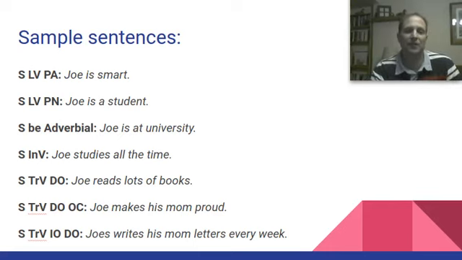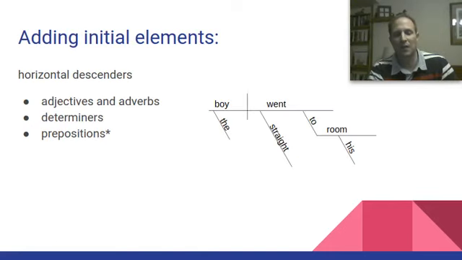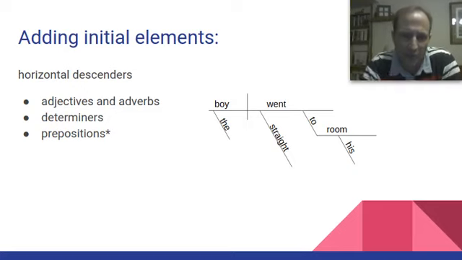Well, let's take a look at some sentence diagramming. So, when we start with our initial elements, we start with our subject and our predicate, with our line that goes through the baseline, and then we start adding different elements. All right, so we can start adding adjectives and adverbs. You see here, I've added the adverb straight. He went straight. It tells us how he went. He went straight to his room.